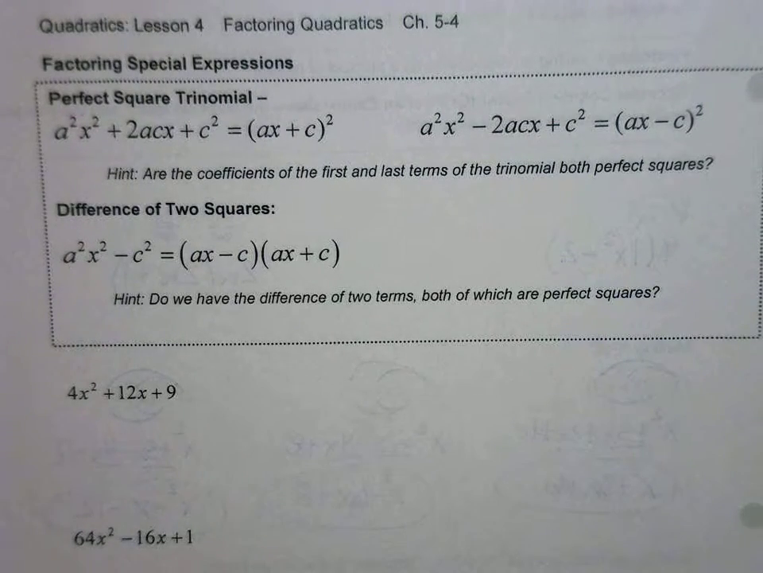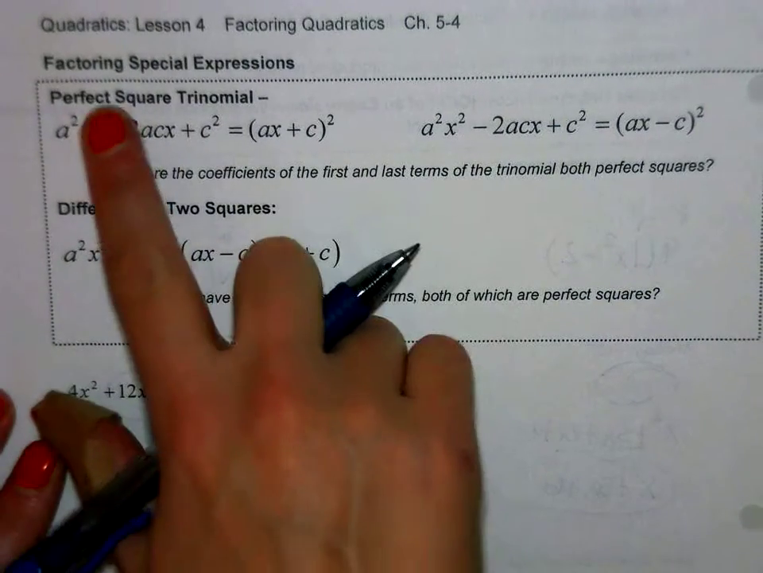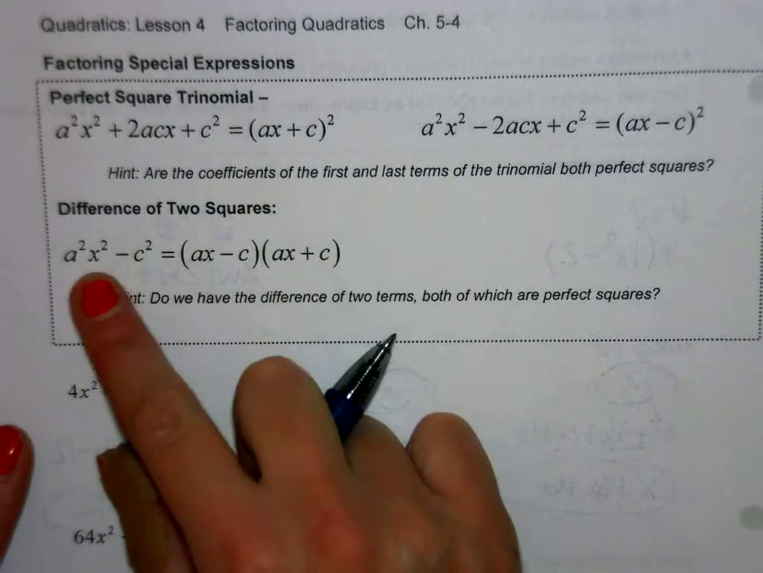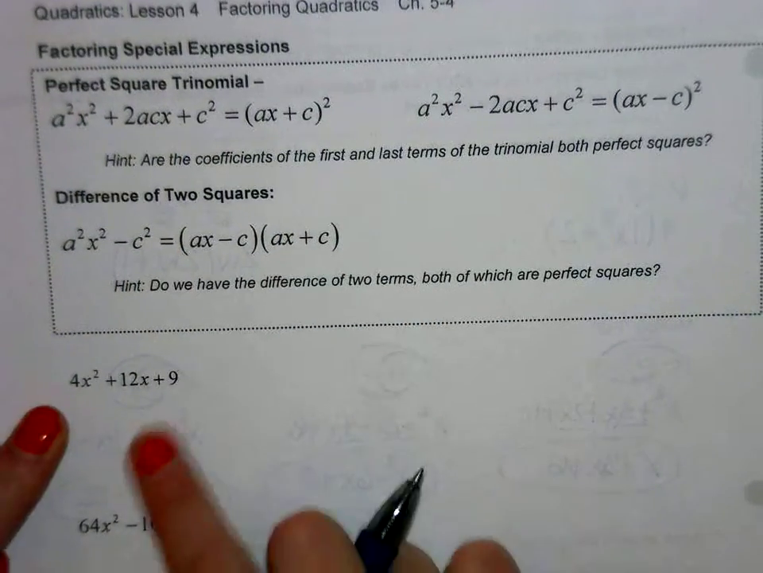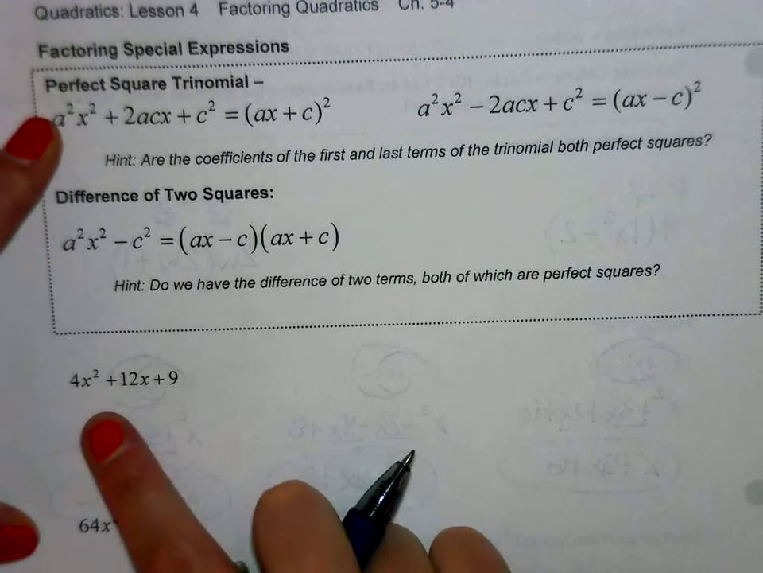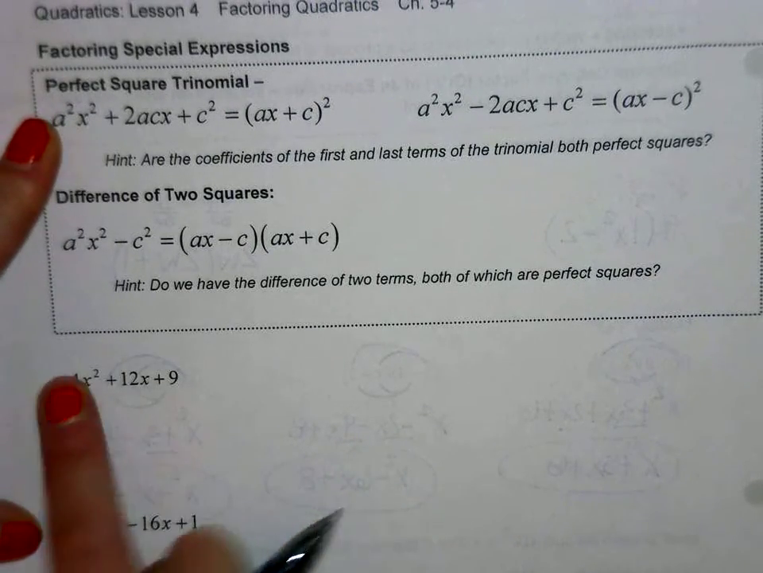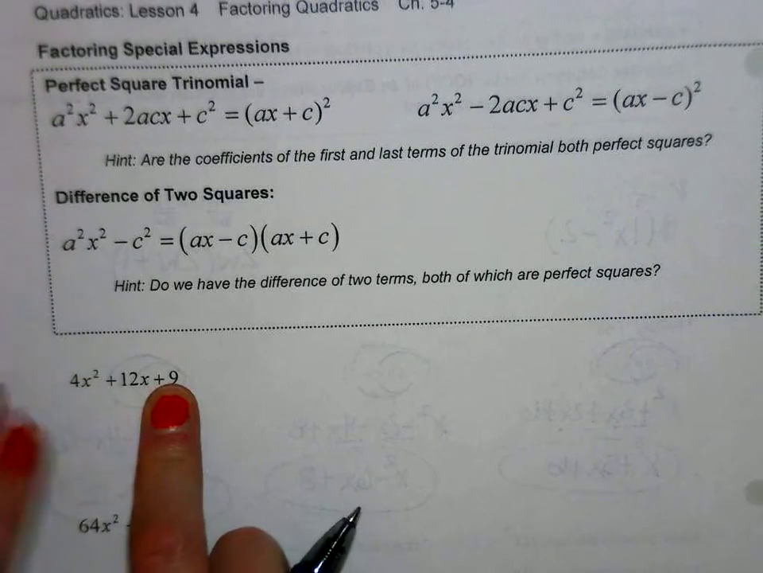Alright, today we're going to continue looking at factoring quadratics, but using the perfect square trinomial as well as the difference of two squares. So if we take a look at this one, this is our perfect square trinomial because we have three terms, and our first term and our last term are both perfect squares.